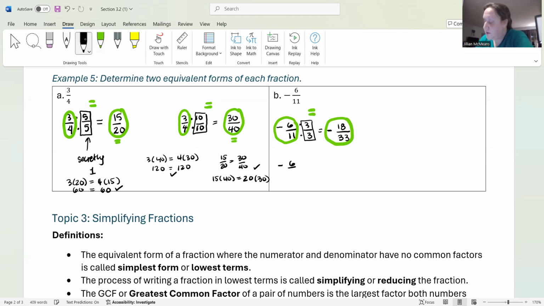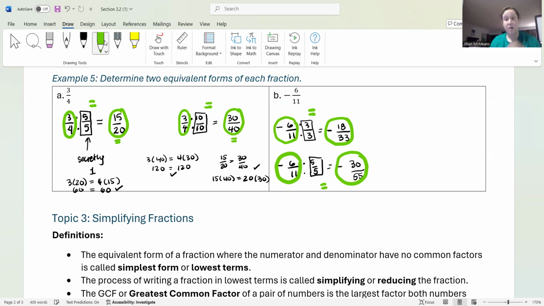Let's find another form. So we still have -6/11. Let's multiply top and bottom by, I don't know, 5. It doesn't really matter. Any natural number will do. So remember, if the fraction itself is negative, the equivalent forms would obviously have to be negative. So I'm just going to bring my negative over. And then 6 times 5 is 30, and 11 times 5 is 55. So I can now say that -6/11 is equal to -30/55. And if you want to check it, you can do the cross product thing to verify these answers, okay?